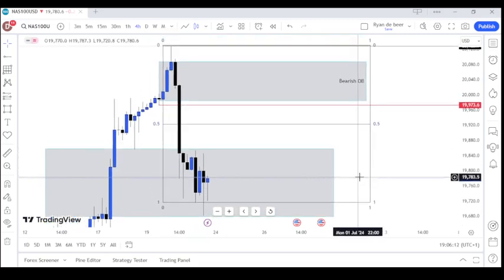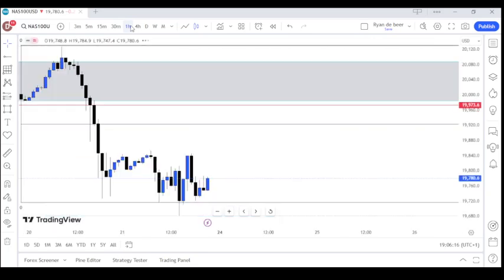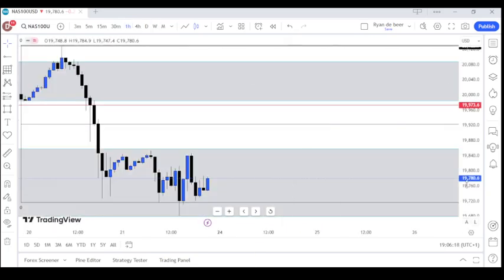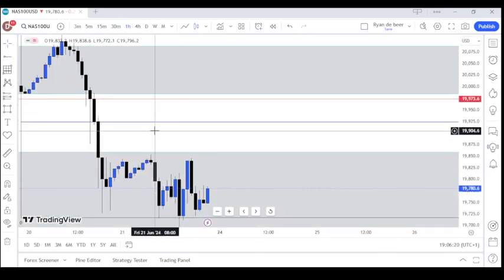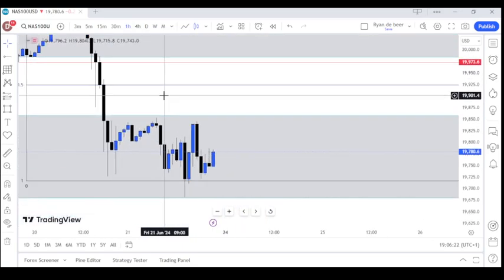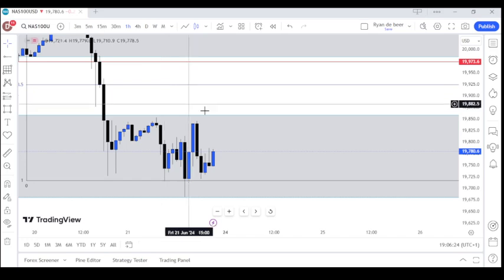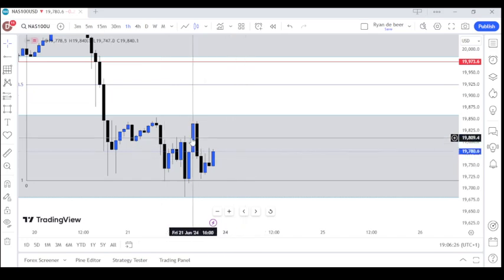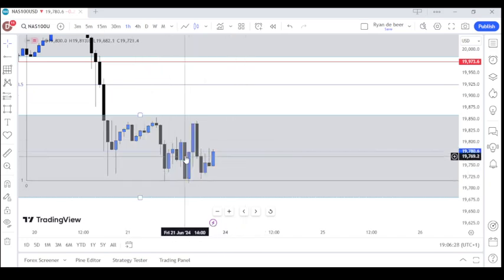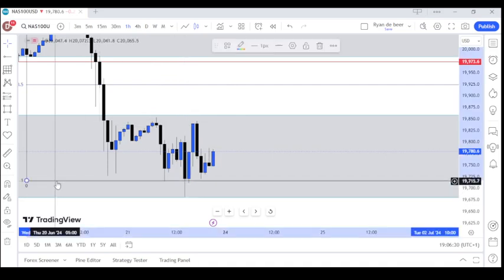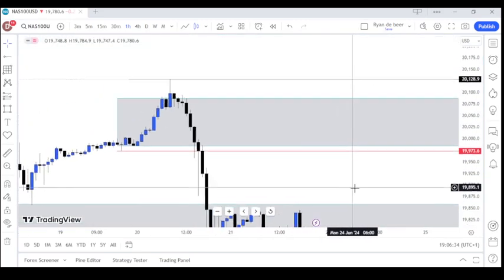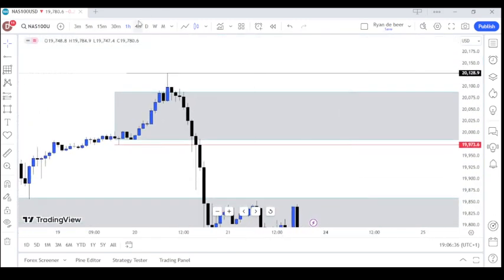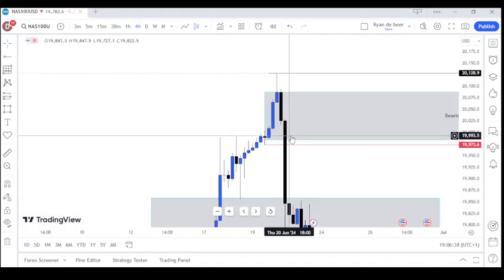Okay, that's the 4 hour. Let's go to the 1 hour time frame. You can see that we are bearish on the 1 hourly as well, but we did sweep this liquidity and did break structure towards the upside on the 1 hourly time frame. Just going to delete that for neatness sake.